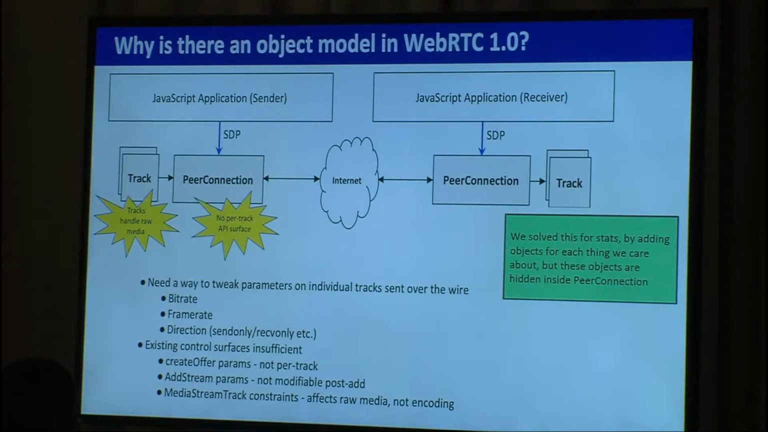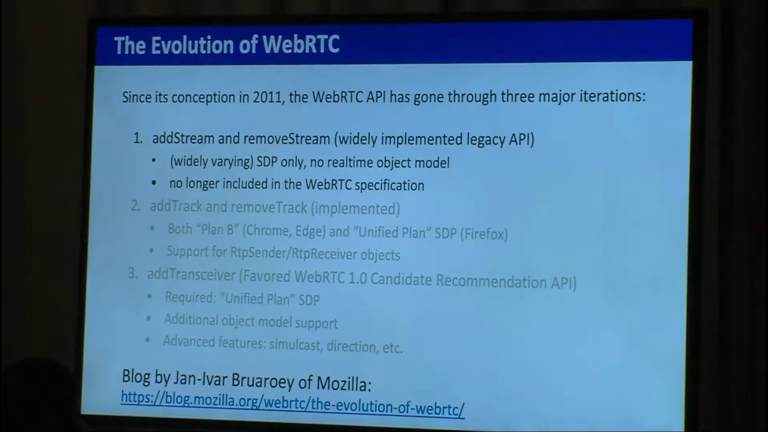So, actually, the second one was the add track, remove track API, and I'll be talking a little bit more about that. That is also widely implemented. That also has widely varying SDP dialects between Plan B and Unified Plan, but it does have some objects in it. The RTP sender and RTP receiver are supported. And you can do a few things, although not everything you can do with the third and final API, which is add transceiver. That is the favored WebRTC 1.0 candidate recommendation API.